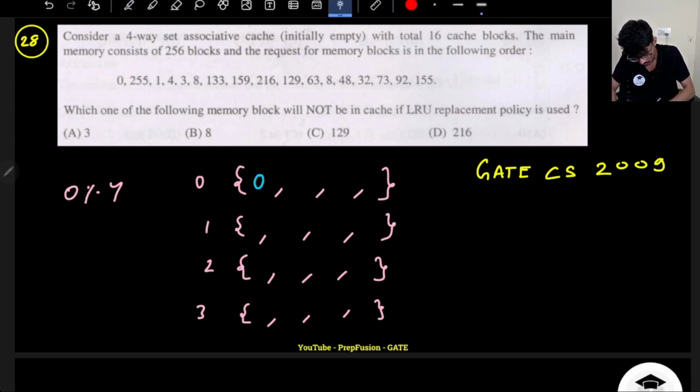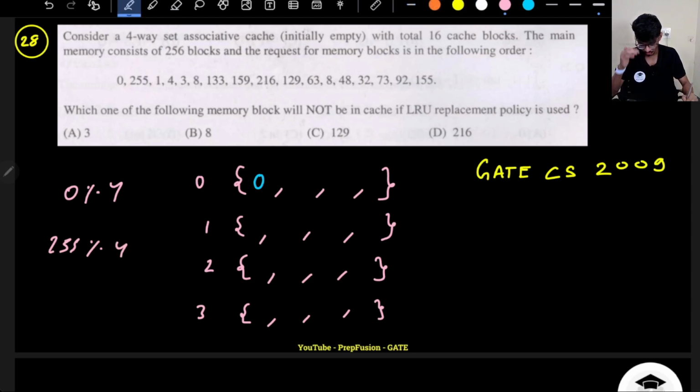Then I am calling for block 255. So 255 mod 4, what is 255 mod 4? If I remember correctly, 255 mod 4 will be how much?